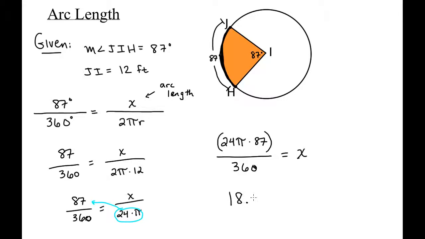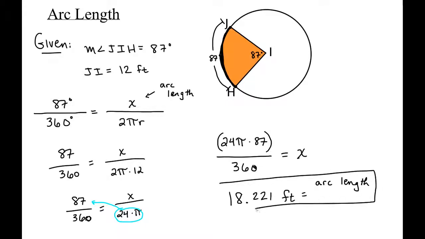That is the length of arc JH, 18.221. And this is just a regular distance. So it's just feet, regular feet, arc length. This is arc JH. And you're done. It's that easy.